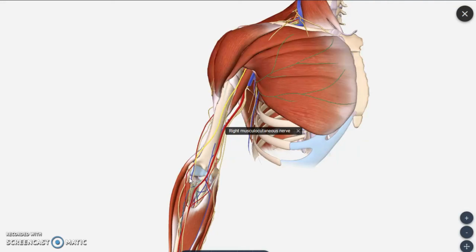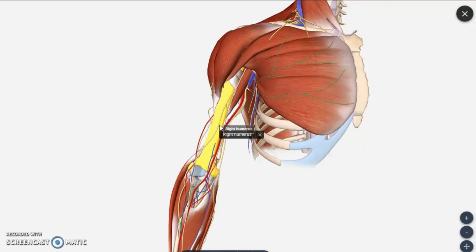Later it is continuing below, and then in the forearm region it is going to continue as the lateral cutaneous nerve of the forearm. So this is the lateral cutaneous nerve of the forearm, which is a continuation of this musculocutaneous nerve. These are the details you have to remember. So in the arm region, the important vessel we are going to see is the brachial artery, and the important nerves we are going to see are the median nerve and the musculocutaneous nerve.